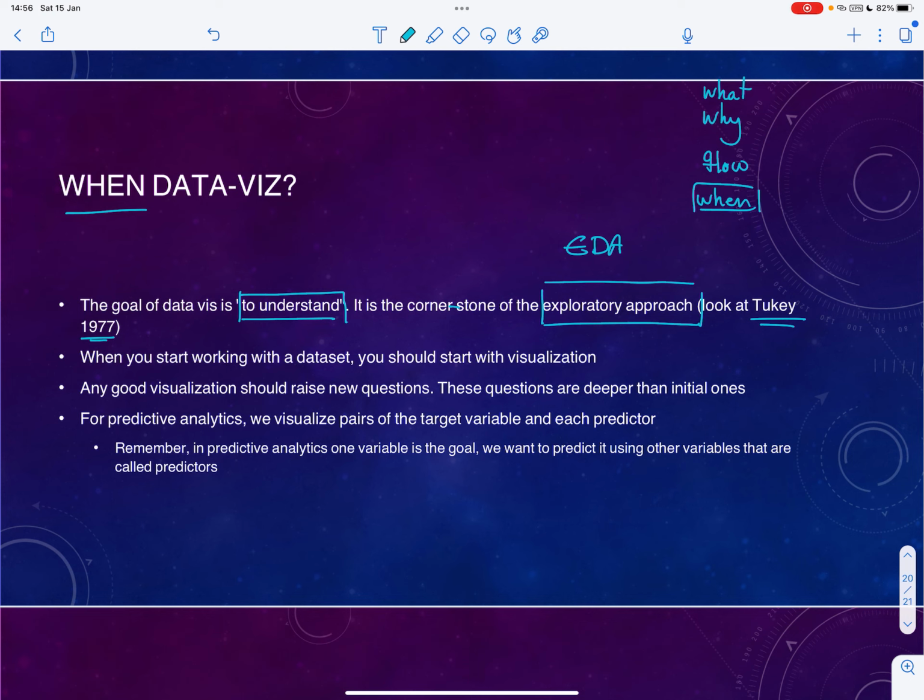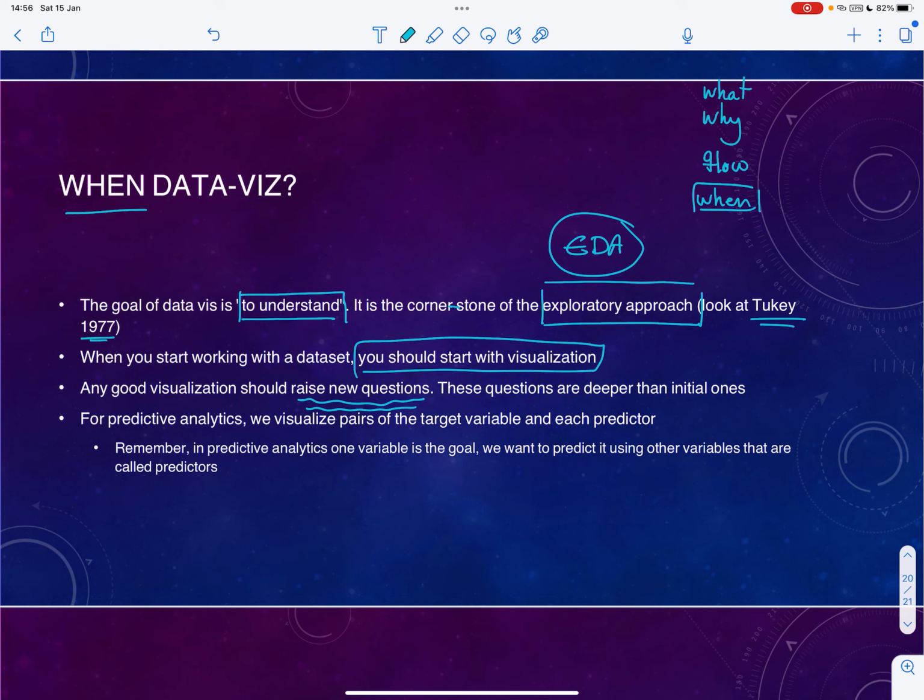It is part of the EDA toolbox, the exploratory approach, not the predictive approach. When you start working with a data set, you should start with a visualization. We will see that through visualization, you can analyze a data set very nicely. Any good visualization should raise new questions.